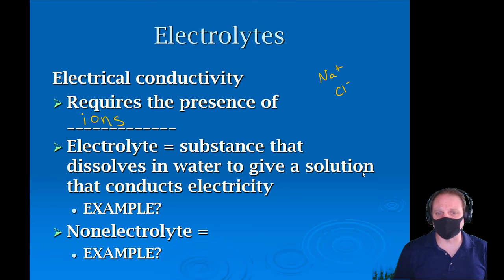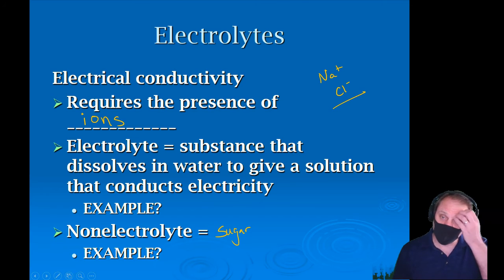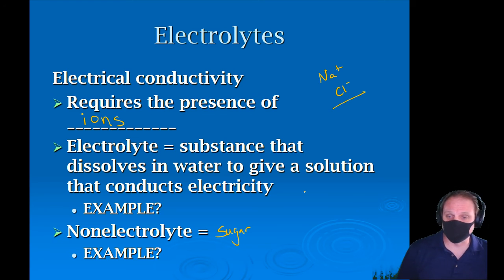And so an electrolyte is considered a substance that dissolves in water and then gives a solution that conducts electricity. But some things don't. So you can have solutions that are electrolytes, and you can have solutions that are non-electrolytes. If I dissolve salt in water, I would have an electrolyte. But what would happen if I dissolved sugar in water? A sugar water solution is considered a non-electrolyte. That does not conduct electricity. So the sugar dissolves, but it doesn't conduct electricity.